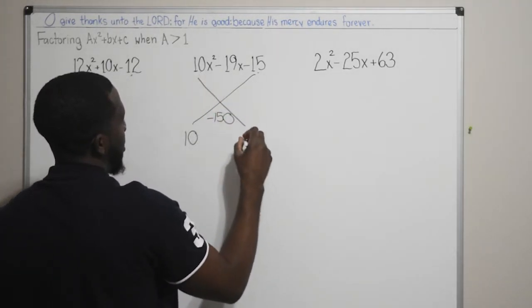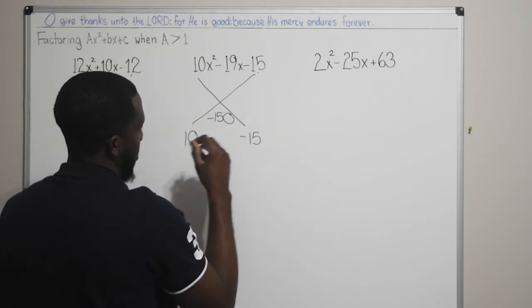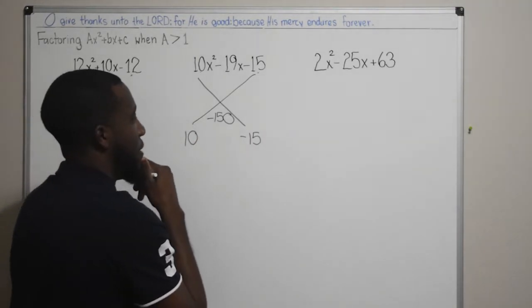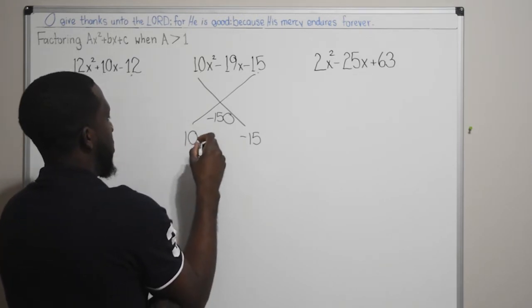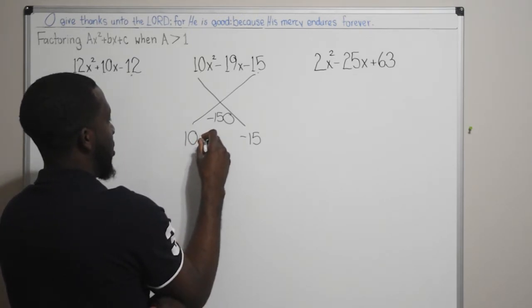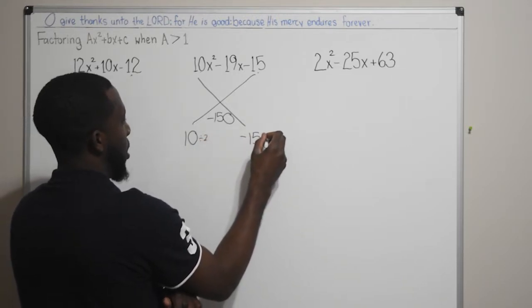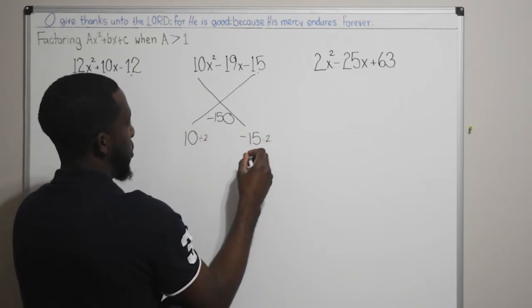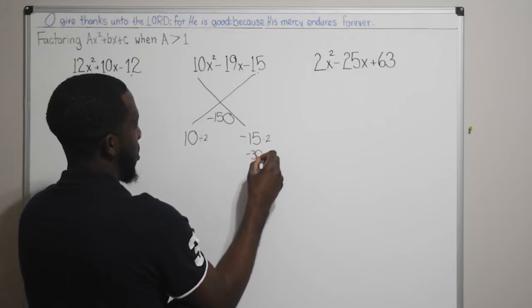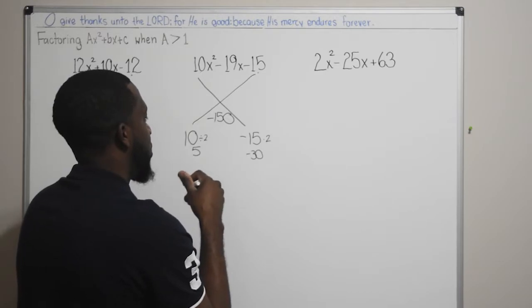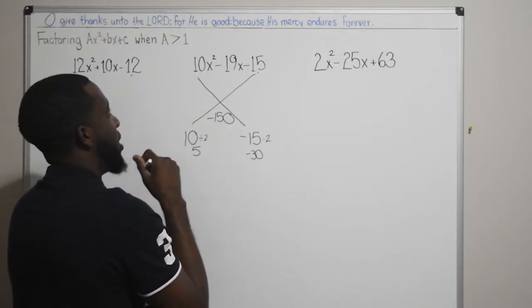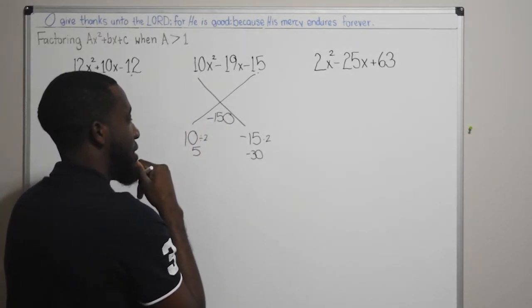I already got 10 and I got 15. Okay, so now I play. All right, let's see. I'm going to divide 10 by 2 and then bring it here. So I'm going to get negative 30 and I'm going to get 5. Okay, so the sum of negative 30 and 5 is not negative 19.